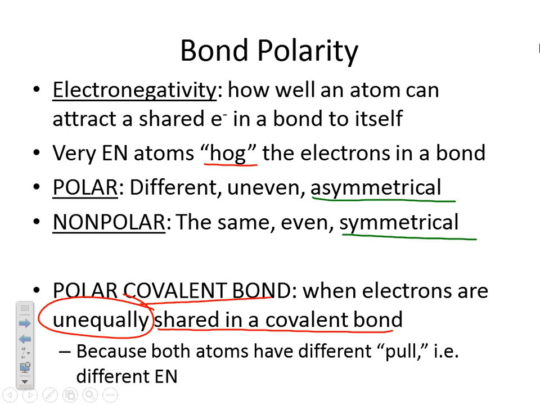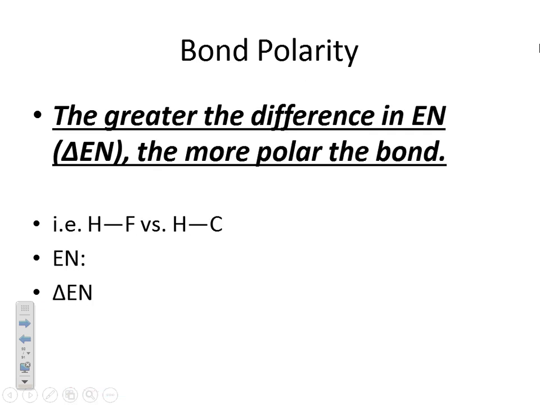The reason that we would have a polar bond, the reason that we would have unequal sharing of electrons, is if the atoms that are involved in the bond have different electronegativities. Electronegativity is essentially the pull that the atom has on the electron. And if they have different pulls, they're going to share those electrons differently. So the key point here is the greater the difference in electronegativity, which I'll refer to as delta EN, the more polar the bond.